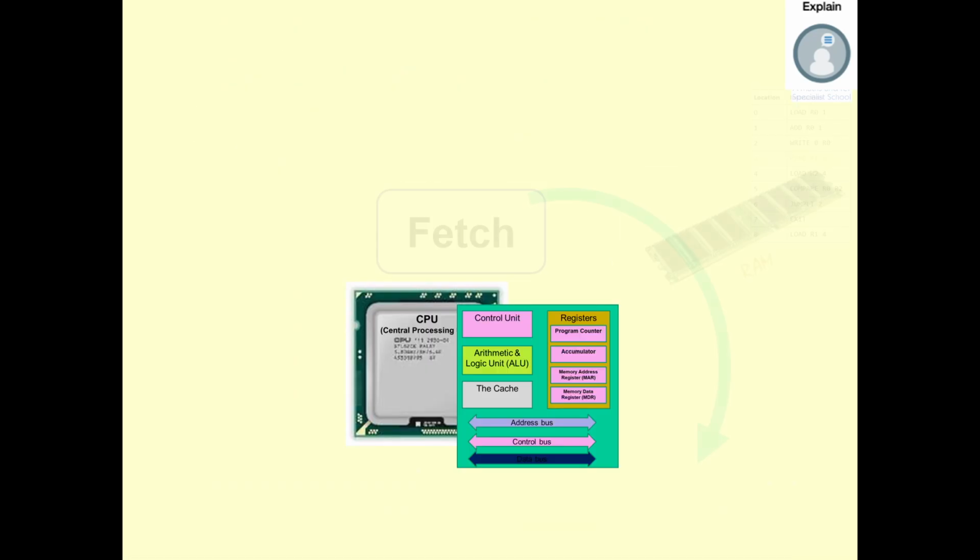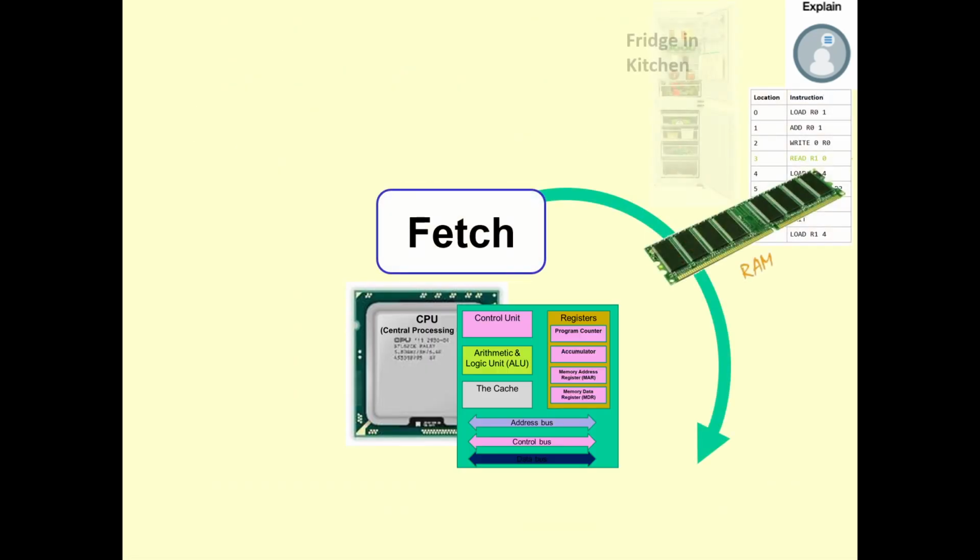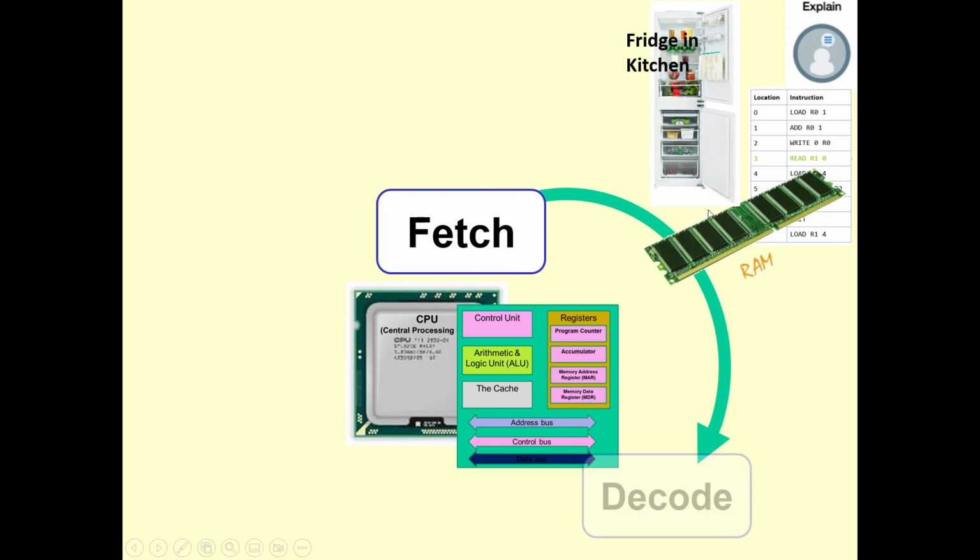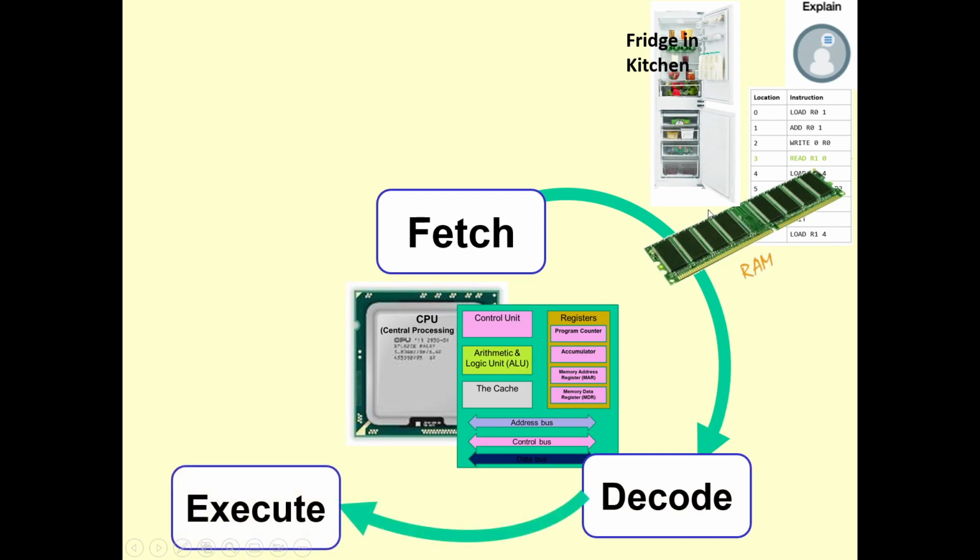And the final thing we've got is cache. What is cache? Well, think about this. Every time you fetch an instruction, you've got to go to the RAM. Think of it like your fridge in your kitchen. So you go to the RAM, you get the instructions, then you decode it, and then you execute it. But going to the RAM takes time. It takes time to go up to RAM, bring the instruction, and bring it into the CPU.